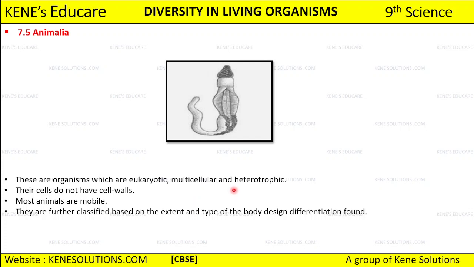we don't have chlorophyll. Like that, animals also do not have chlorophyll in their chloroplast, and that is the reason we cannot make our own food. Similarly, animals cannot make their own food. We are always dependent on plants and animals for our food, and that is why they are called heterotrophic. Okay, all the organisms under Animalia are not going to have a cell wall in their cells. And most animals are mobile.